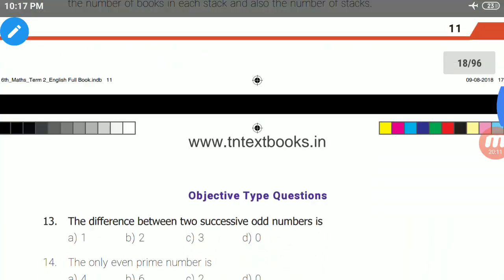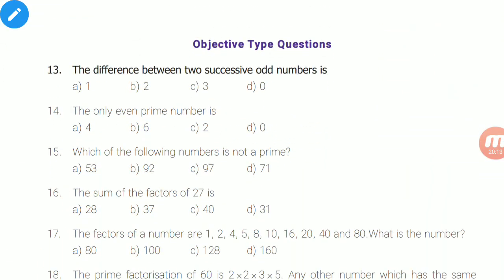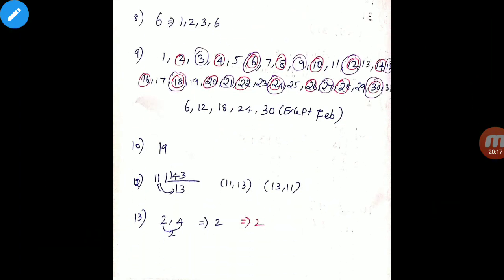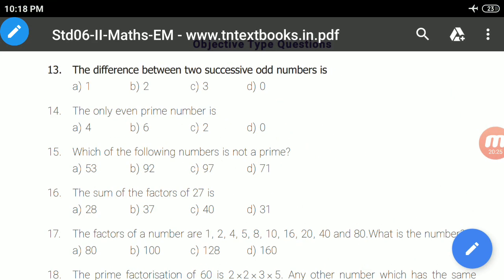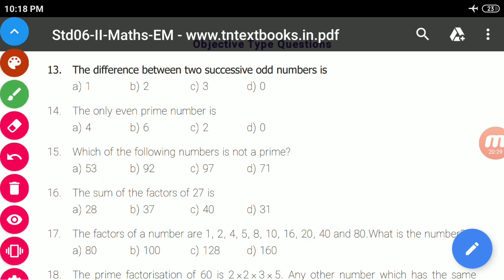the next question is the difference between two successive odd numbers. See here, 2 and 4 are the odd numbers. Let us assume the difference between them is 2. Answer is 2. The only even prime number, you should never forget even in your sleep, because the only even prime number is 2.